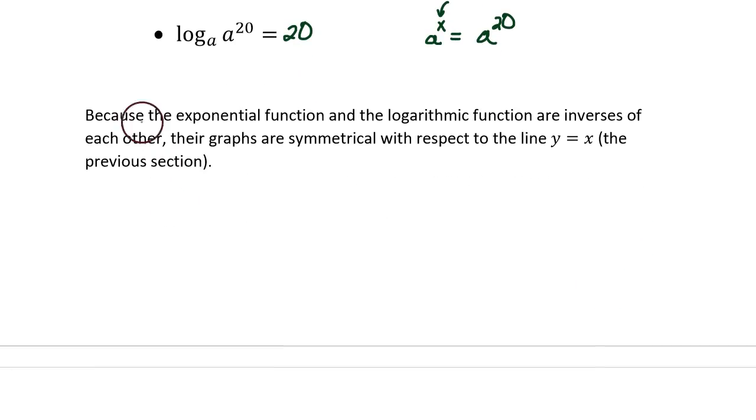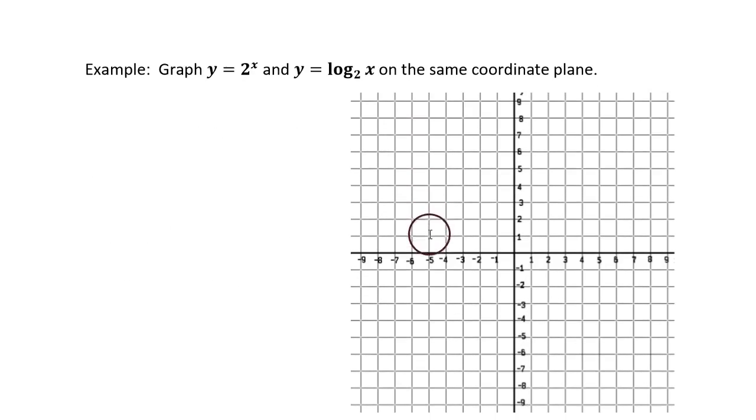Because the exponential function and the logarithmic function are inverses, their graphs are going to be symmetrical with respect to the line y equals x. That was one of yesterday's main ideas. Let's do an example of that. Let's graph this exponential function. We'll do that in green ink. And then let's graph this log expression in blue ink.